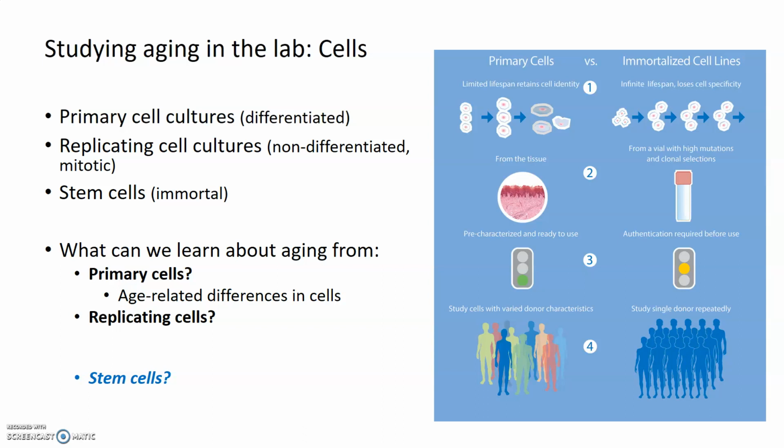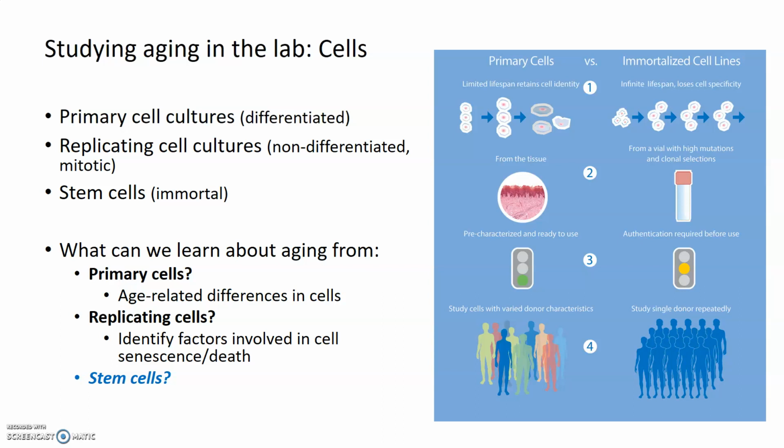So you might take a neuron from a young mouse and a neuron from an old mouse. You can grow them in a dish and then look for differences between them to start making some inferences about aging. In terms of replicating cells, because they're non-differentiated, they don't particularly have a fate determined yet, but they're still dividing. They're really great for identifying factors that are involved in cell death or cell senescence.